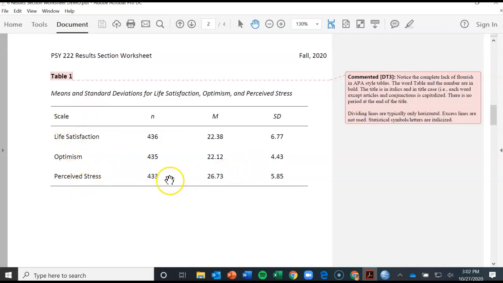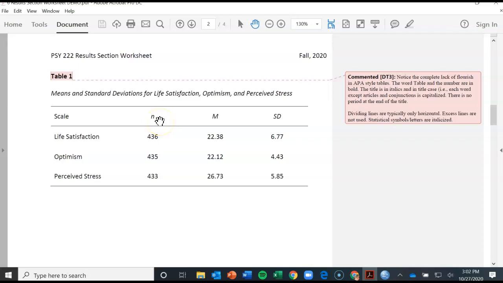I didn't use the spacebar because it's just inefficient and totally annoying to do it that way. There are hidden lines behind this. But I've provided the N, provided the mean, provided the standard deviation. Note that N, M, and SD are italicized.